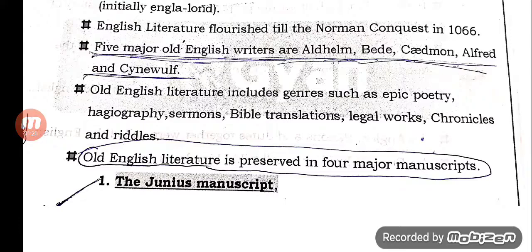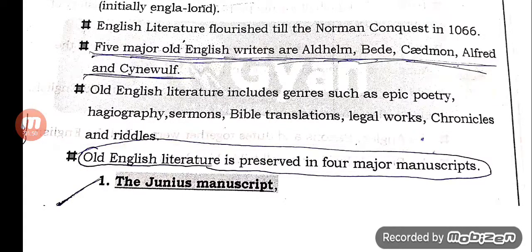Old English literature includes genres such as epic poetry, hagiography, sermons, Bible translations, legal works, chronicles, and riddles. Old English literature is preserved in four major manuscripts. They are the Junius manuscript, the Exeter Book, the Vercelli Book, and the Nowell Codex. Let's study all these things in detail.